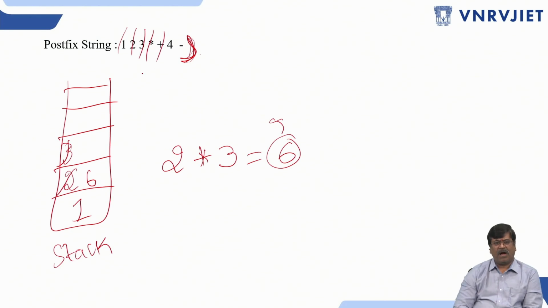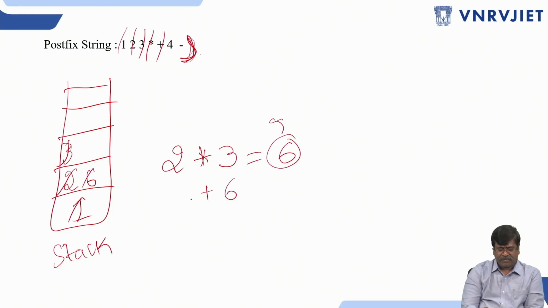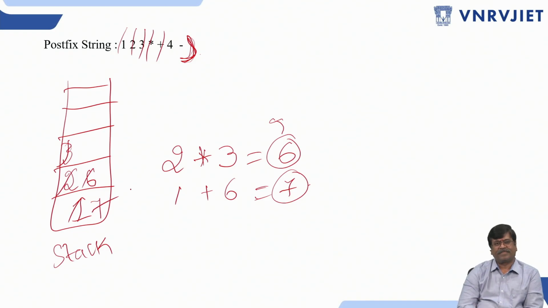Again I am getting the operator plus. So pop out two values from the stack. 6 plus 1. So what is the result of 1 plus 6? It is 7. Send back this result to the stack.